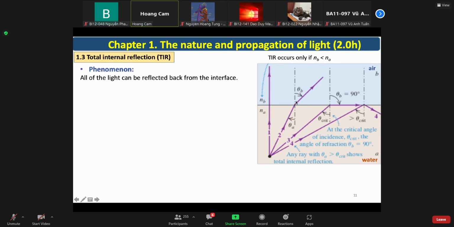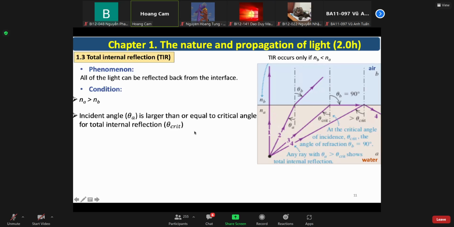So here you will have this angle should be smaller than theta A. That means you will always observe the refracted rays. That's why the first condition is that NB is smaller than Na. Light must travel from the higher refractive index to the lower one. It is the first condition, so Na is larger than NB.